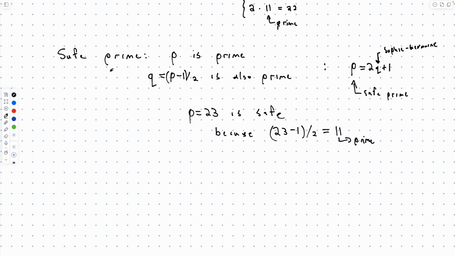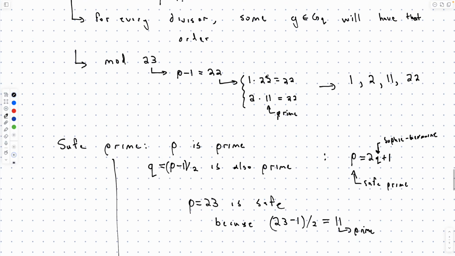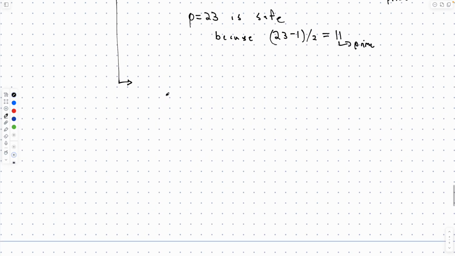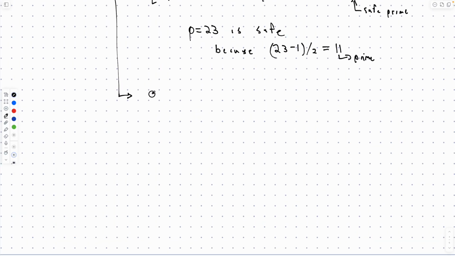So what that means is if I'm using a safe prime, if I go back to this order thing, I can write it now in terms of variables. So P, Q, 2, and 1 will be orders mod P.